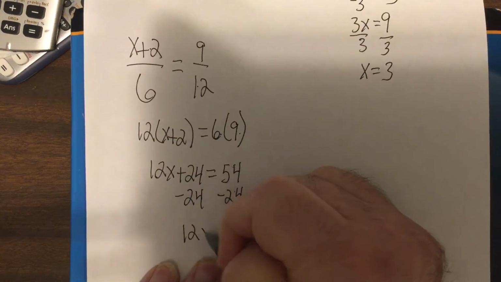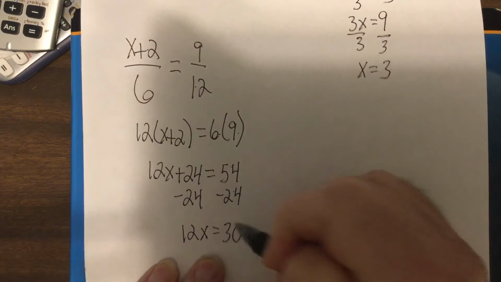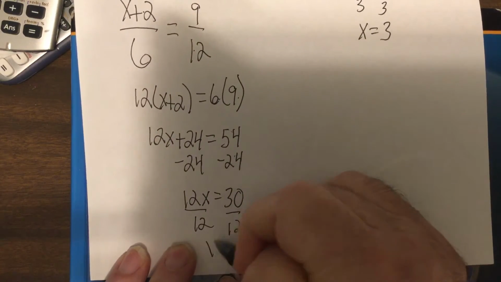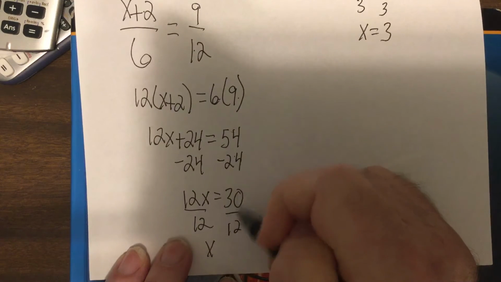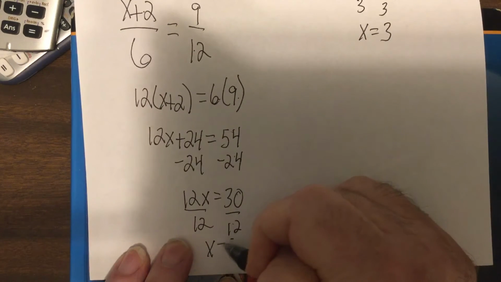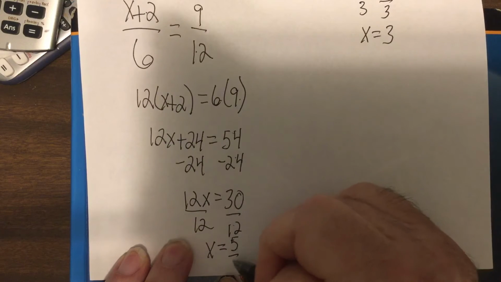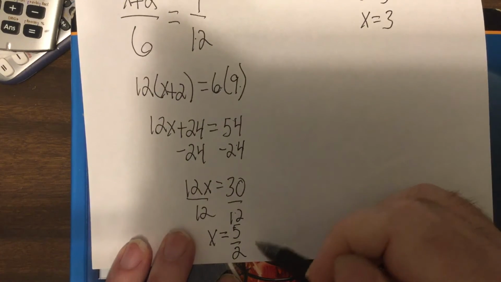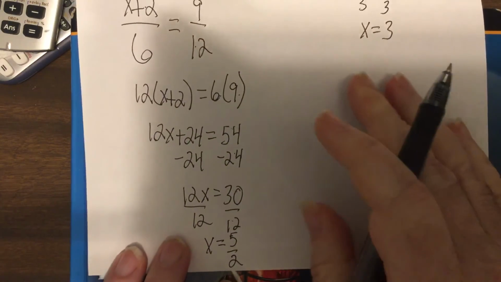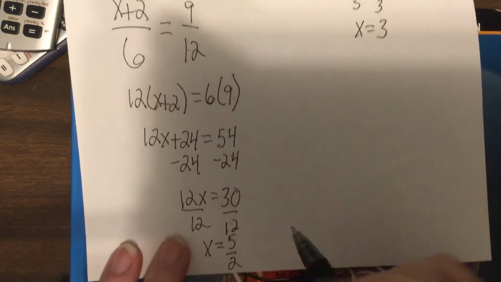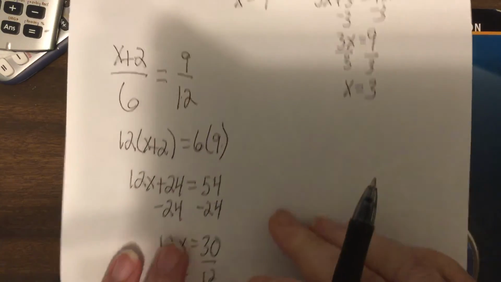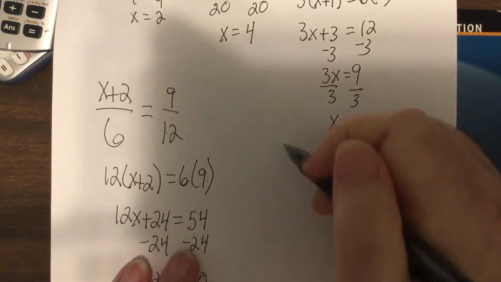So 12x equals 30. Now, you're going to say, oh my goodness, Mr. Murphy, we have fractions. 6 goes into both, so it'd be 5 halves. Well, fractions are okay. Fractions are our friends. Now, if you want to change that to 2.5, that's okay. I like improper fractions. I know middle school teachers don't, but I do.